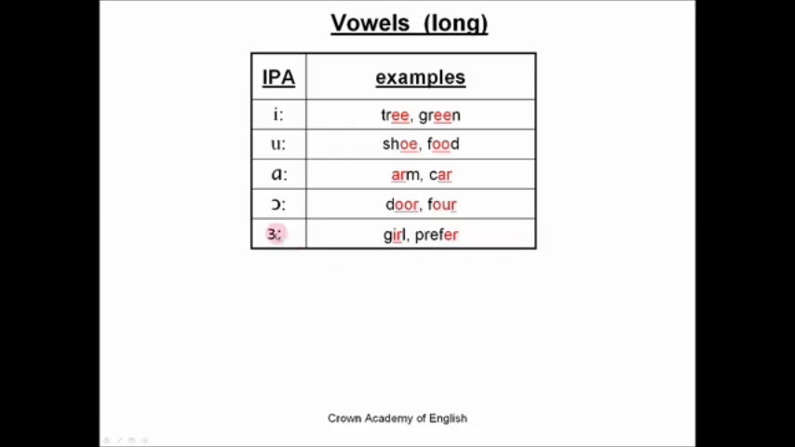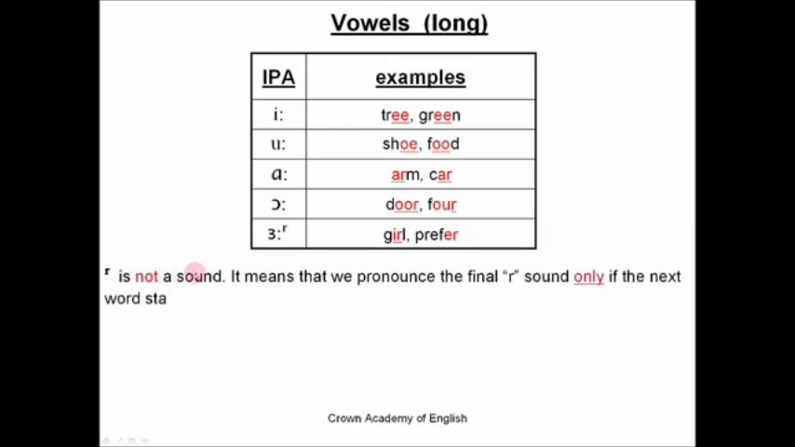And we add to this symbol, sometimes we see this, a little letter R. Well, the R, the little R, is not an official IPA sound, but it means that we pronounce the final letter R sound only if the next word starts with a vowel. And this is only in British English.